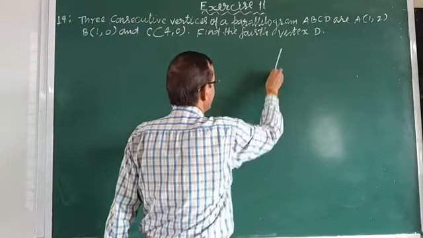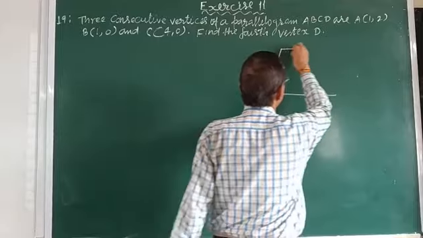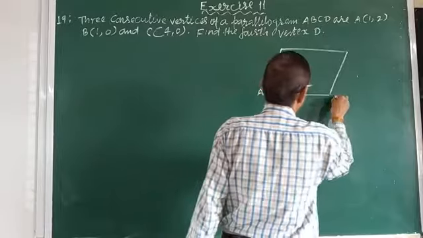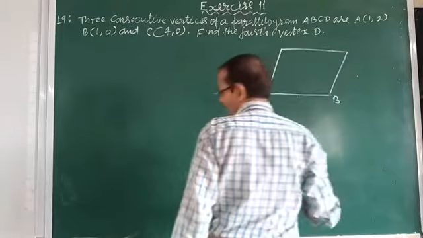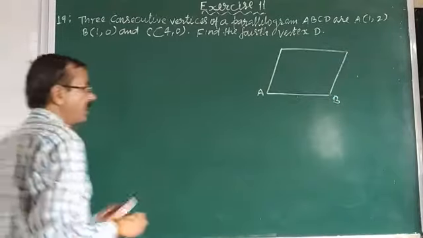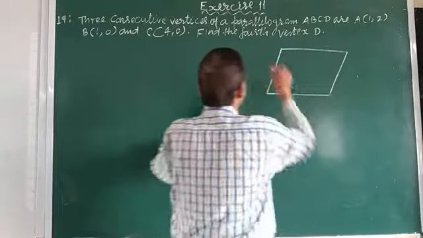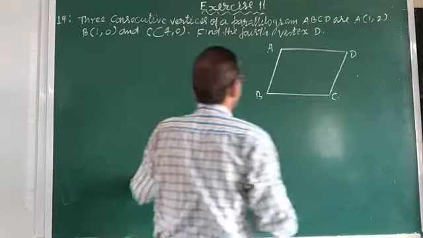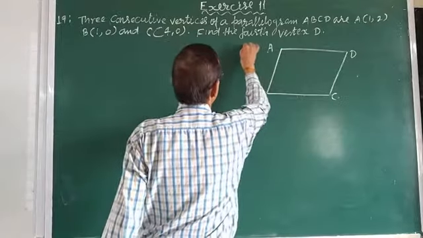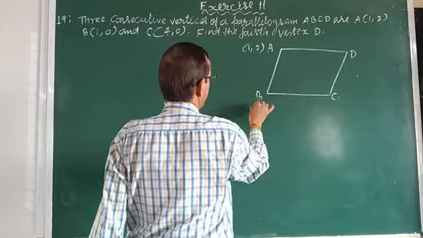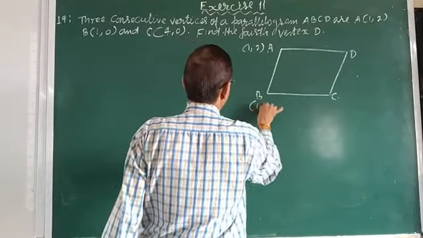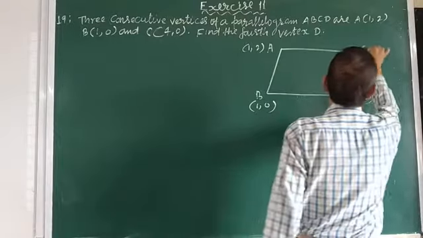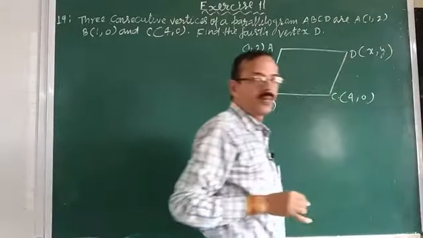This is the parallelogram A, B, C, and D. A is given as (1, 2), B is given as (1, 0), C is given as (4, 0), and D is unknown. We have to find D.